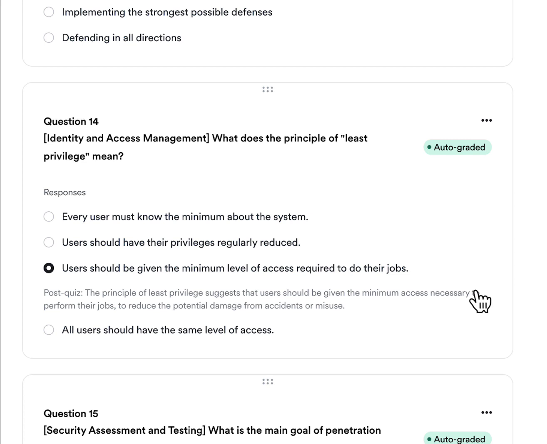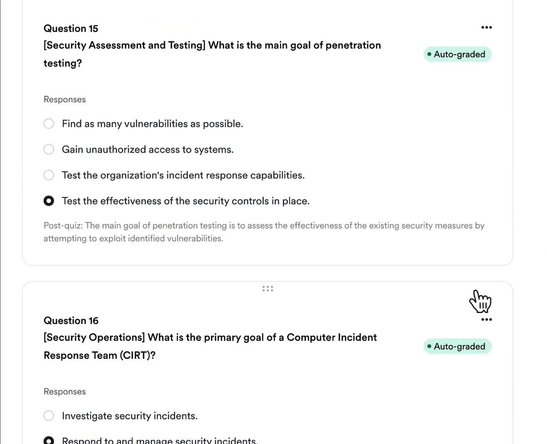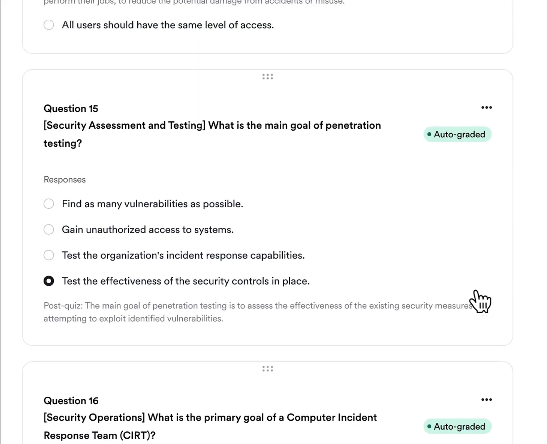What does the principle of least privilege mean? And the answer is C, users should be given the minimum level of access required to do their jobs. Basically, the minimum access to perform their job is important because it does reduce the potential damage from accidents or even misuse.